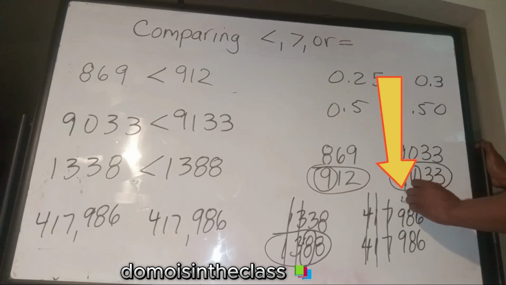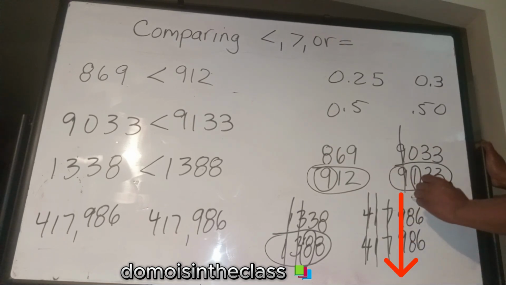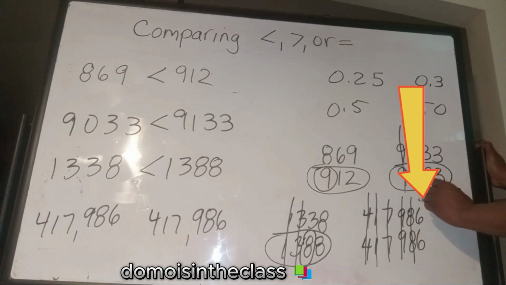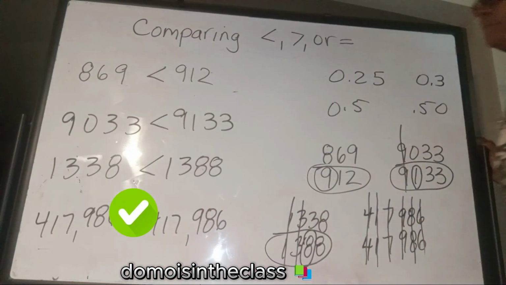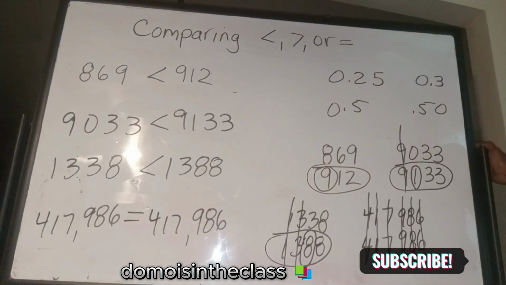We're not there yet. They're both 9s. Yep, both 9s. Then they're both 8s. And guess what? They're both 6s. They're both 6s, so they're equal. They are exactly the same. Alright?